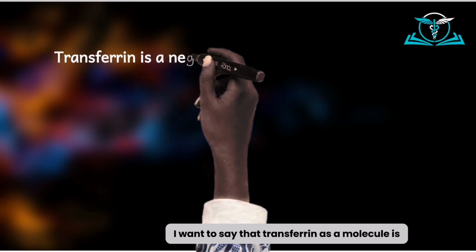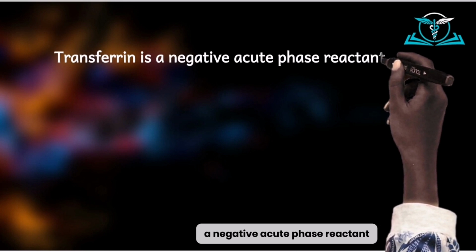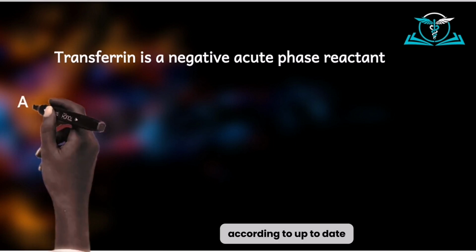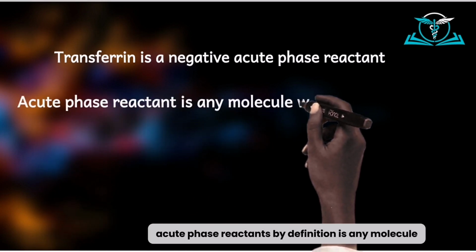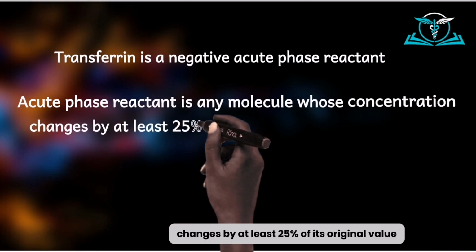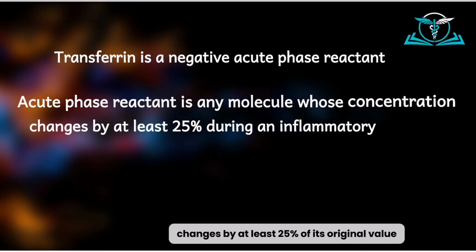Now, before we move on, I want to make some statements about transferrin. Very important and worth noting because we will need this in understanding the interpretation of the iron studies panel. I want to say that transferrin as a molecule is a negative acute phase reactant. What is an acute phase reactant in the first place? According to UpToDate, an acute phase reactant by definition is any molecule whose concentration changes by at least 25% of its original value whenever there is an inflammatory process.